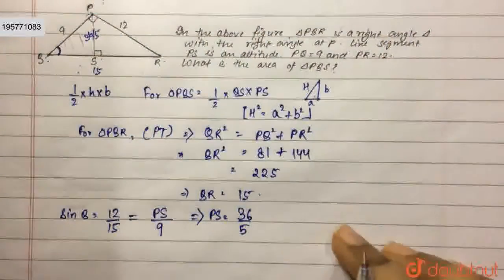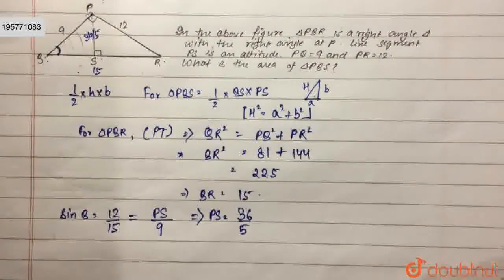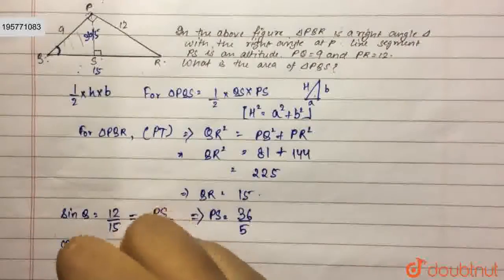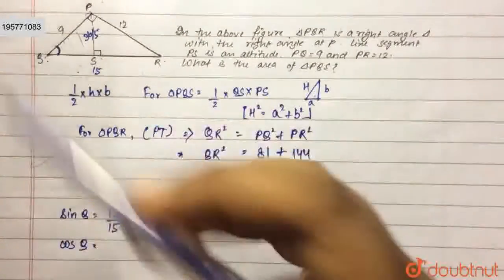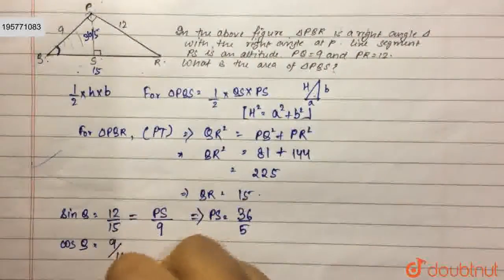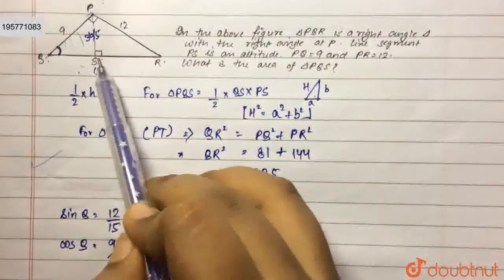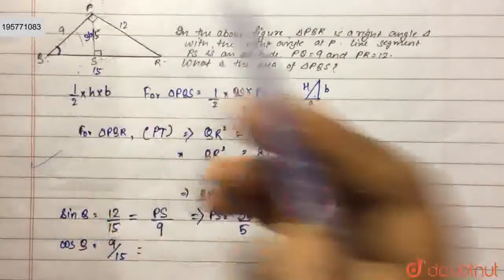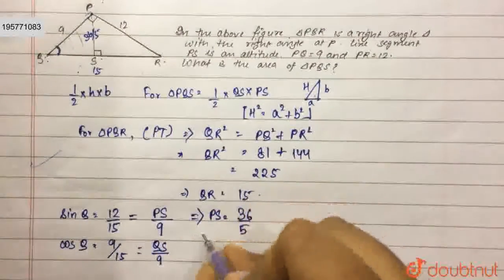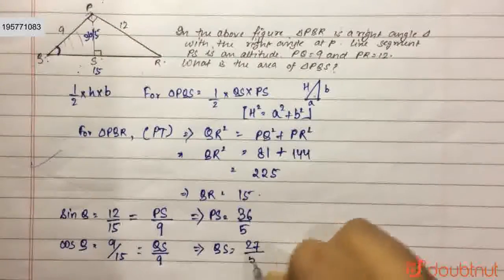Now what we need to do? We need to find out the value of QS. For that, what are we going to use? We are going to use cos Q as our reference. Cos Q value will remain constant. So cos Q in triangle PQR is, you see, 9 by 15. That will be equal to the cos Q value of triangle PQS, which is once again QS by 9. So QS by 9. And from here you get the value of QS as 27 by 5.